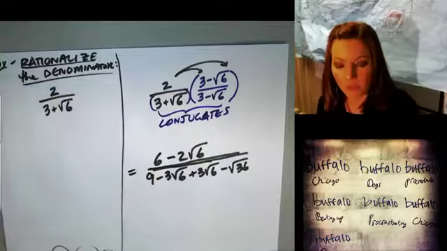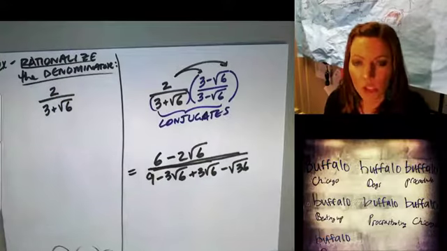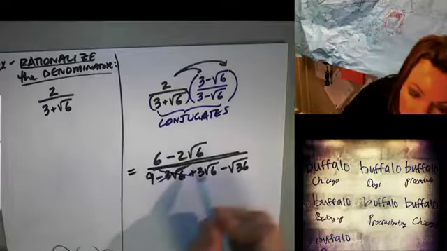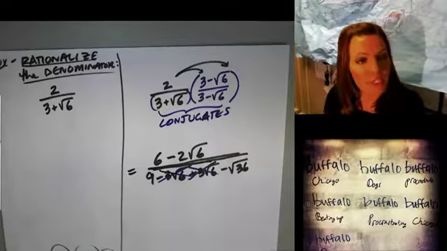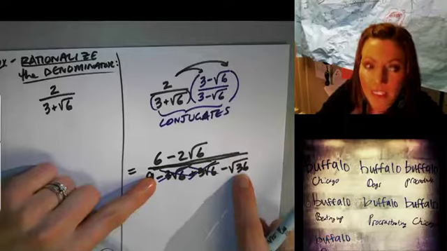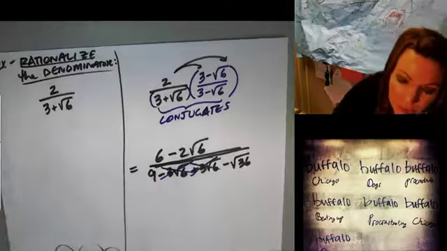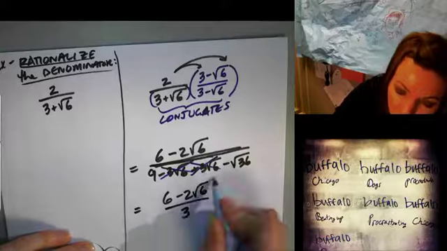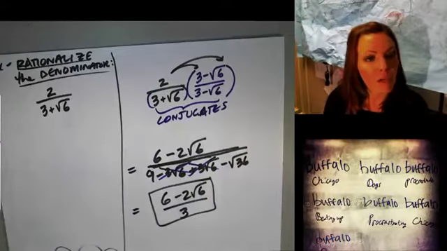All right, so what happens to the middle two terms? They cancel. So these two go away. And what is the square root of 36? 6. 9 minus 6 is 3. So we end up getting 6 minus 2 root 6 over 3. All right, questions?